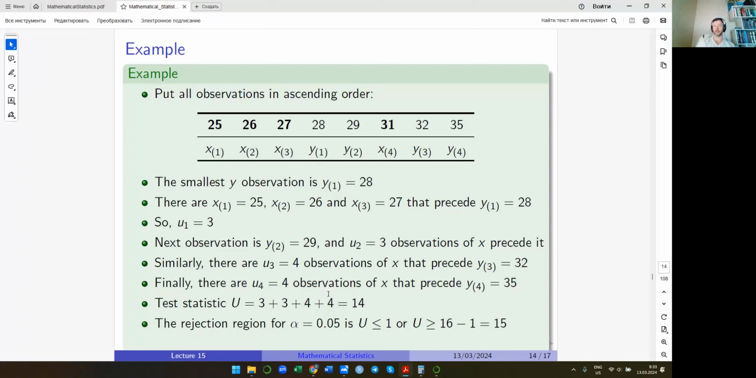In our case, the test statistic is 14, which does not belong to the rejection region, and we do not reject H null, and we cannot claim that the two population distributions are different. So we claim that they are equal. We see that the result of the Mann-Whitney test is exactly the same as the result of the Wilcoxon rank sum test.